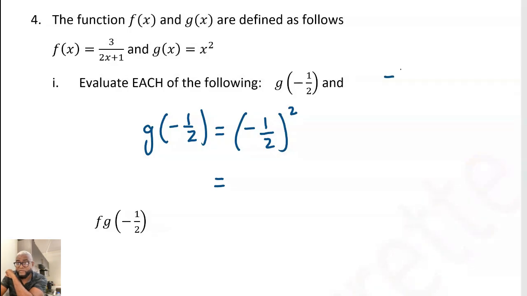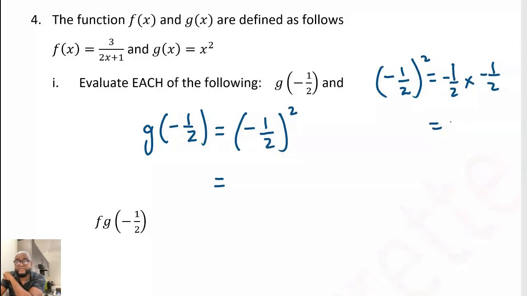Negative a half to the power of 2, let me write it here. Negative a half to the power of 2 is actually negative a half multiplied by negative a half. First things first, a negative by a negative is a positive. And then a half multiplied by a half would be 1/4. Everybody good there? That's all g of negative a half works out to be.